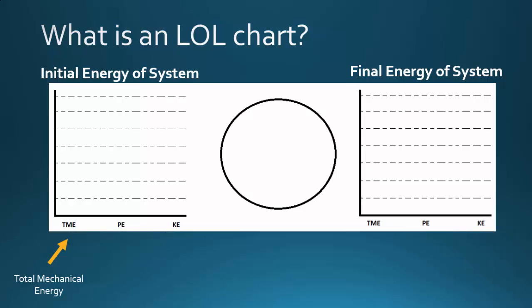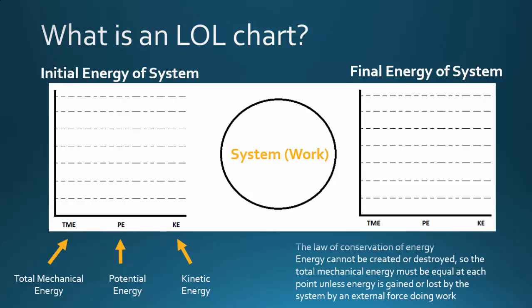The TME stands for the total mechanical energy, PE stands for potential energy, and KE stands for kinetic energy. Keep in mind that the total mechanical energy is the sum of the potential and kinetic energy. The circle in the middle is used to represent the system that we are working with. When we identify the system, we are going to write what object is in the system. It is also used to show the amount of work that is being done on the system between the initial phase and the final phase.